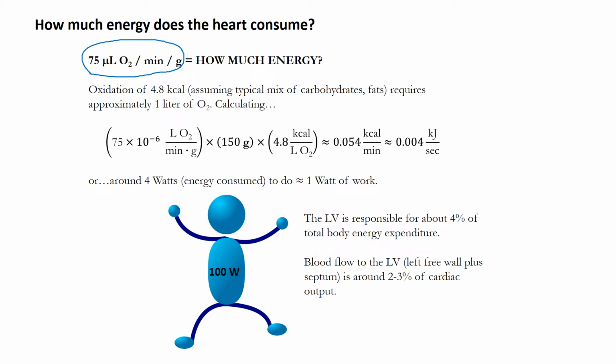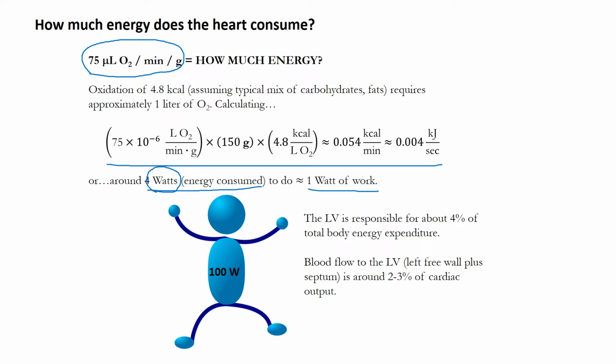Now you probably don't need to be responsible for knowing this calculation, but it's kind of fun and kind of instructive. We can calculate how much caloric food energy is consumed with that much oxygen. Just doing some unit conversions, it turns out that the left ventricle is consuming energy largely from carbohydrates and fats at a rate of around 4 watts. You might remember that the left ventricle does about 1 watt of mechanical work. That means it consumes 4 watts of food energy to do that 1 watt of work.